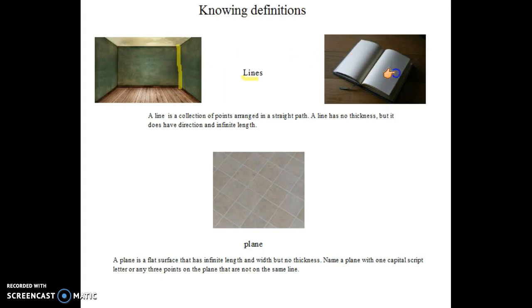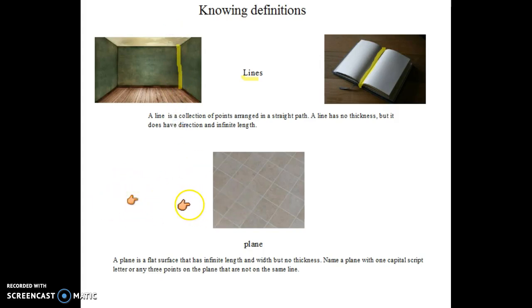Same thing if we opened a book. The intersection of the open book is simply a line. So the definition that's in your OHS is: a line is a collection of points arranged in a straight path. It really has no thickness, but it does have direction and infinite length. So the line would go on and on.